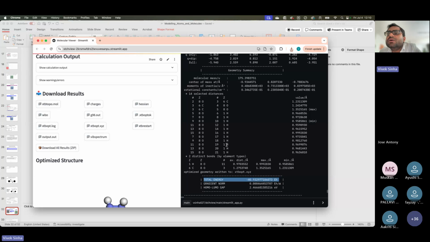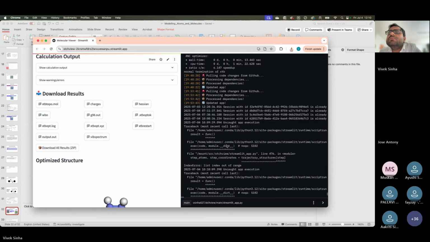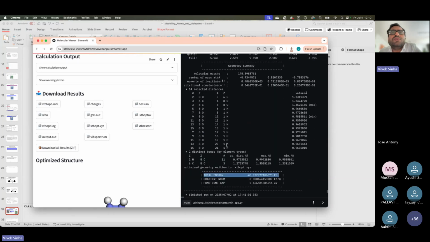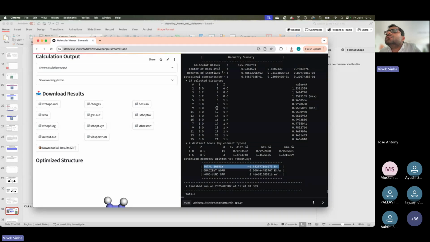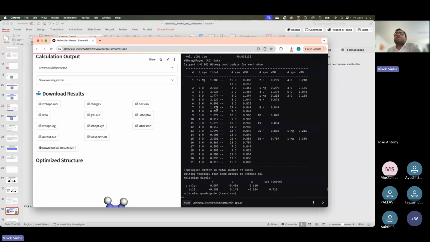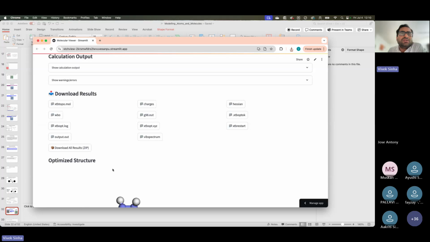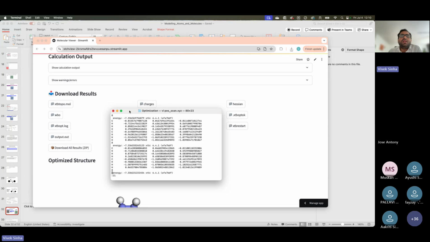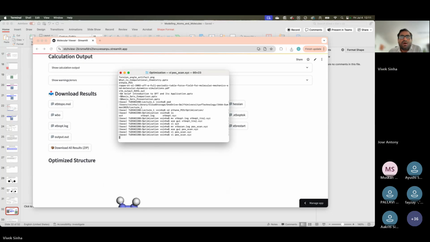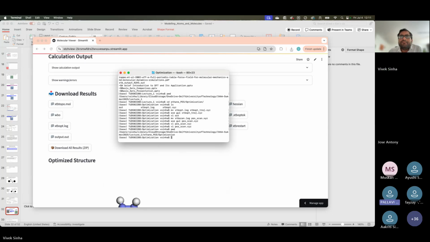Oh, hang on. This cannot be true. Maybe it's looking at some other file. Oh, okay. This console probably did not update. So let me then open the output.out file because it's a different thing. Can you see my terminal here? Yes.